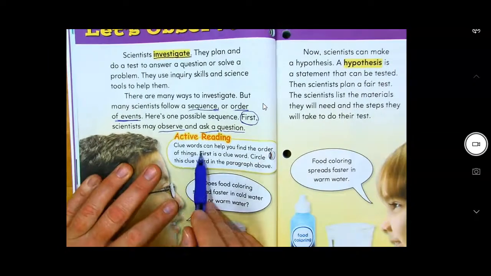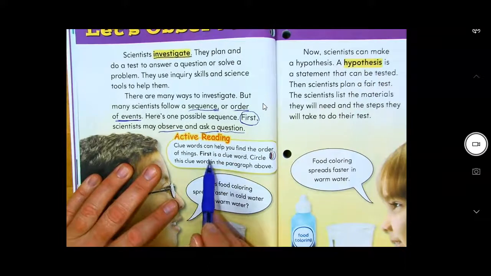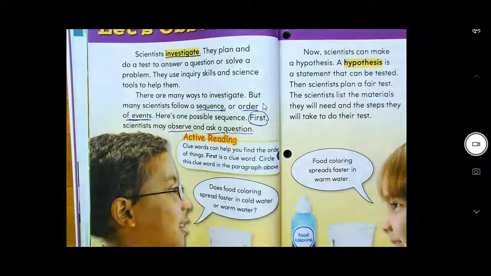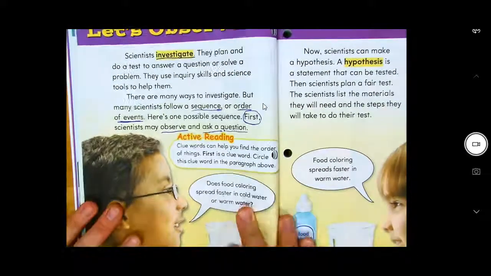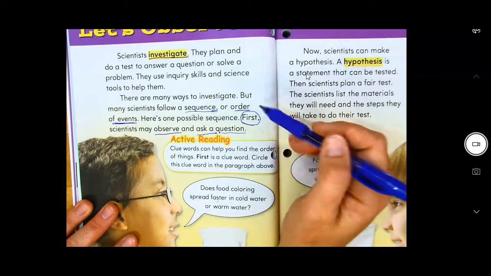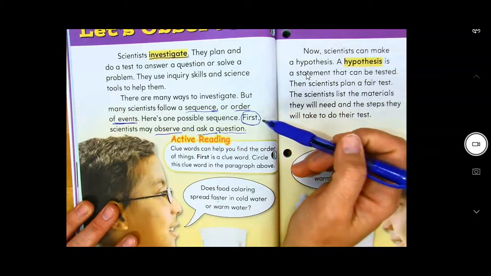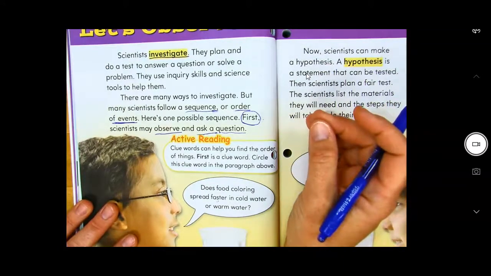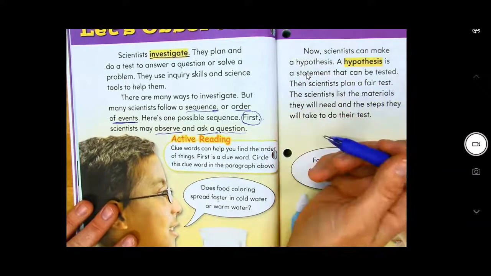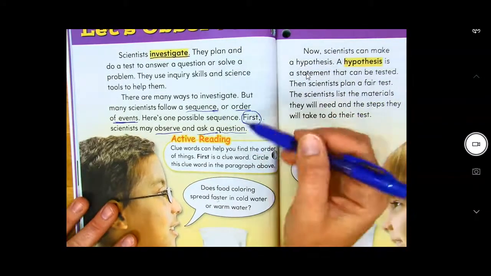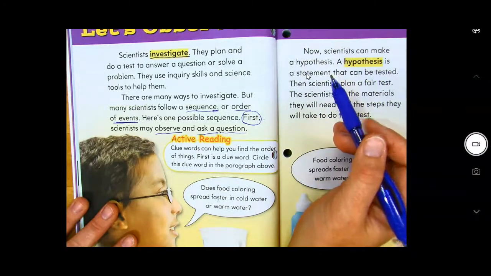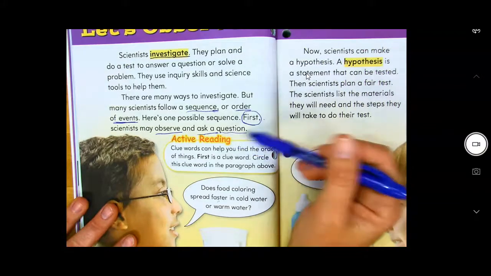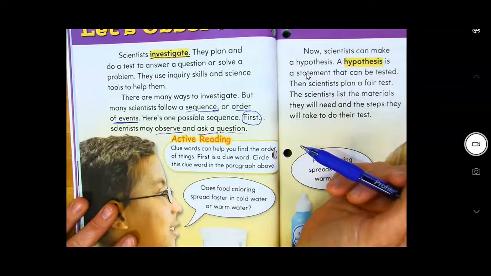Active reading, it says, clue words can help you find the order of things. First is a clue word. Circle this clue word in the paragraph above. Well, look, I already did it. I look for important words as I'm reading. And if I'm allowed to write in the book, now don't do this in your reading books, but our workbooks, definitely circle and underline important words or words you think will help you figure out an answer, okay? This is very important to do on your cold reads and comprehension tests.